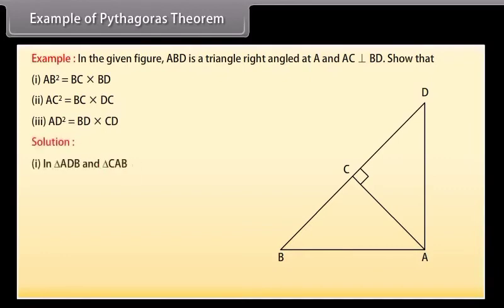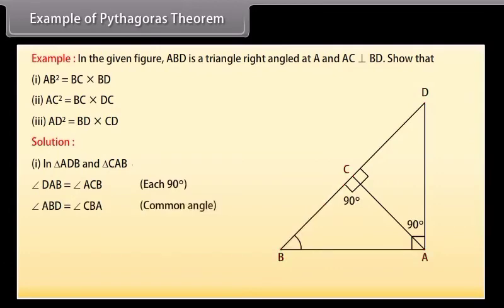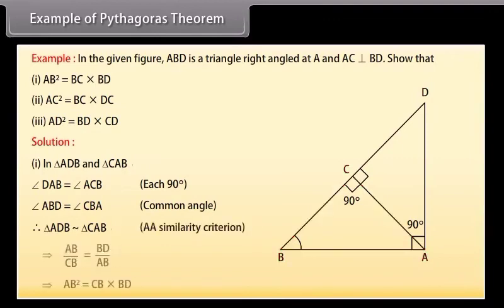Solution. 1. In triangle ADB and CAB, angle DAB equals angle ACB, each of 90 degrees. Angle ABD equals angle CBA, common angle. Therefore, triangle ADB is similar to triangle CAB by AAA Similarity Criterion, which implies AB square is CB into BD.